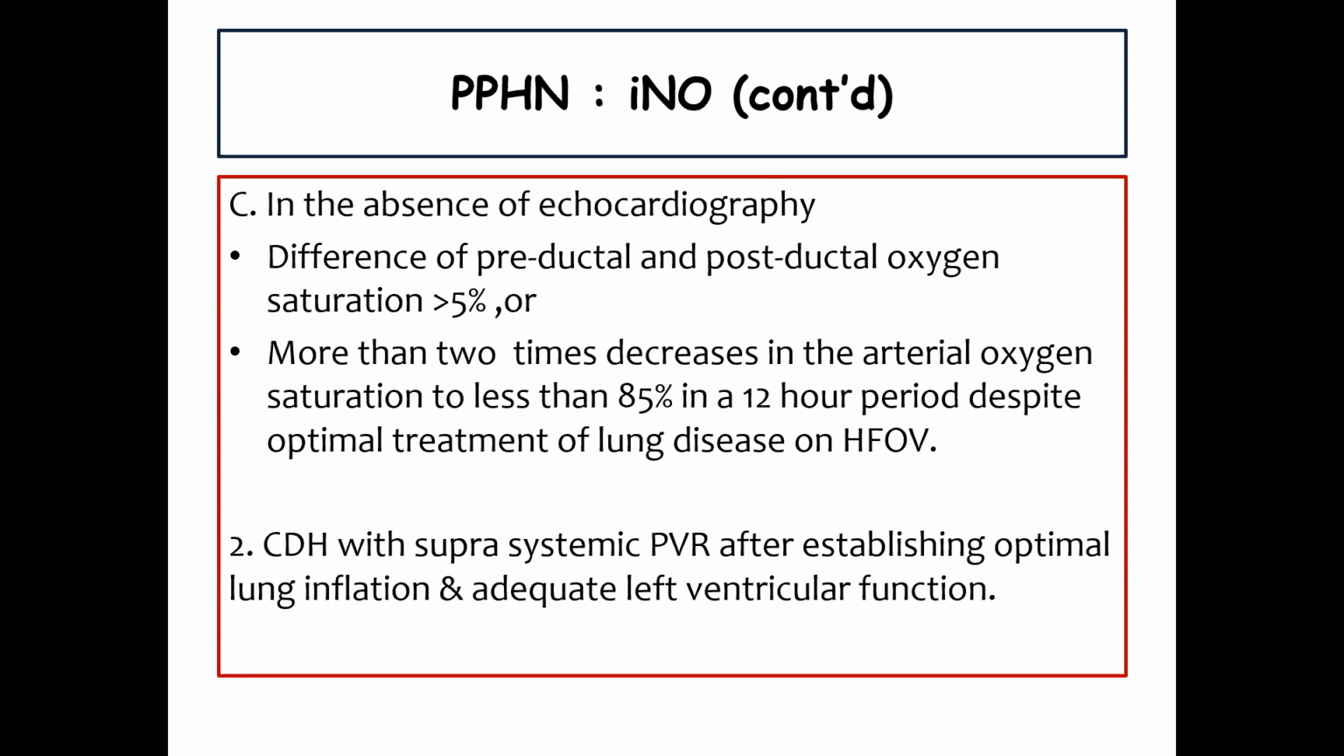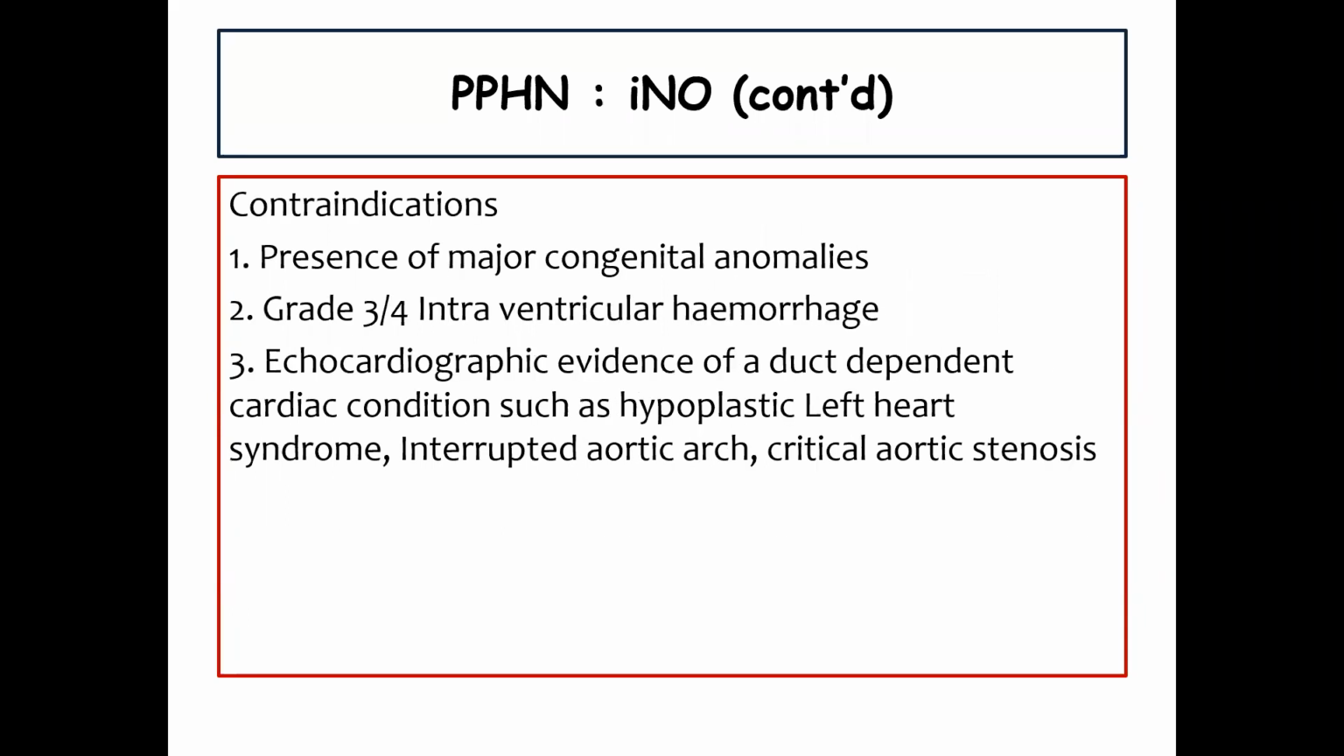Of course, the third thing that we also need is the absence of concurrent cyanotic congenital heart disease, presence of a pre-postductal saturation difference of more than 5%, and more than 2 times decrease in the arterial oxygen saturation to less than 85%, despite optimal treatment of the underlying lung condition or optimal ventilation. And of course, in CDH with suprasystemic pulmonary vascular resistance after establishing optimal lung ventilation. So the focus is always first on recruiting the lung optimally. And despite that, if the baby continues to have hypoxia as evidenced by all these findings, one starts nitric oxide.